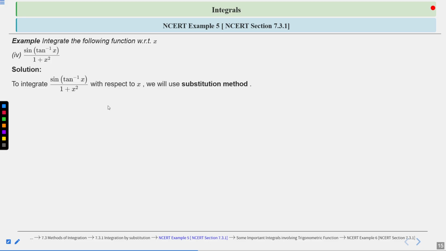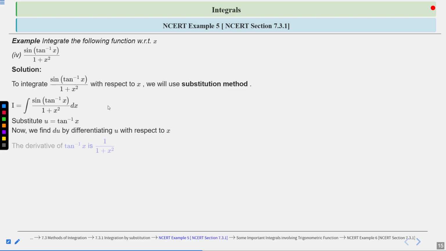To integrate sine tan inverse x upon 1 plus x square with respect to x, we will use the substitution method. So I will be equal to the integration of sine tan inverse x upon 1 plus x square dx. Now let us substitute u is equal to tan inverse x. Now we find du by differentiating u with respect to x.